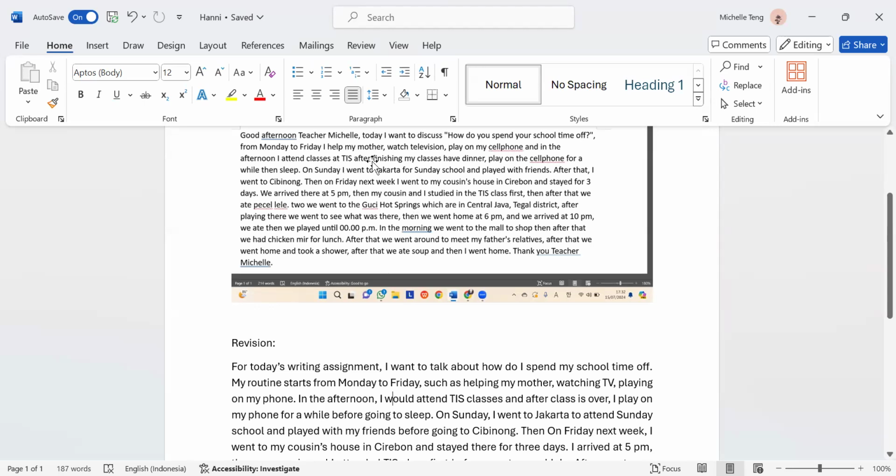So the original sentence right here, why I did the revision: I did not attend classes at TIS after finishing my classes, have dinner, play on the cell phone for a while, then sleep. This is kind of like as if you're talking on and on without stopping. So we should add a short stop. That's why a comma is necessary. Also, it doesn't really have the connecting words, so I'm going to connect that.